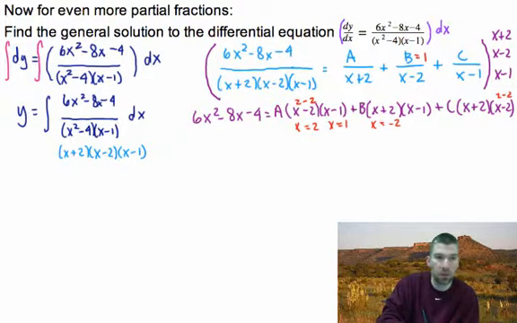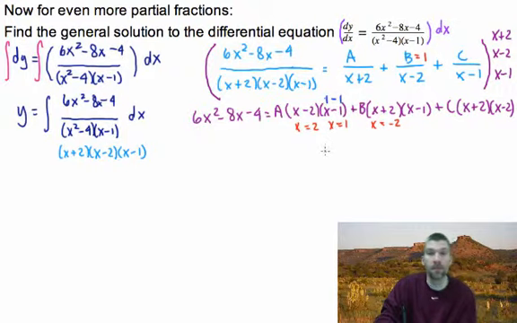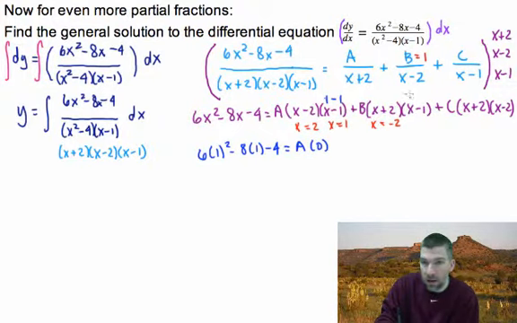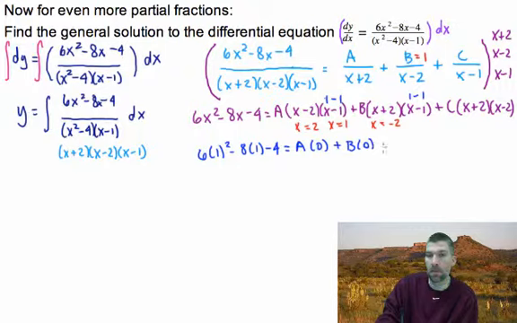So if I put 1s in for all of my x's, notice right here, I'm going to have 1 minus 1. Okay, so that's going to give me what? 6 times 1 squared minus 8 times 1 minus 4 equals, well, 1 minus 1 right here gets me a times 0 again. The 1 minus 1 here gets me b times 0. And what I'm left with then are my c's. So I'm going to have 1 plus 2 times 1 minus 2.